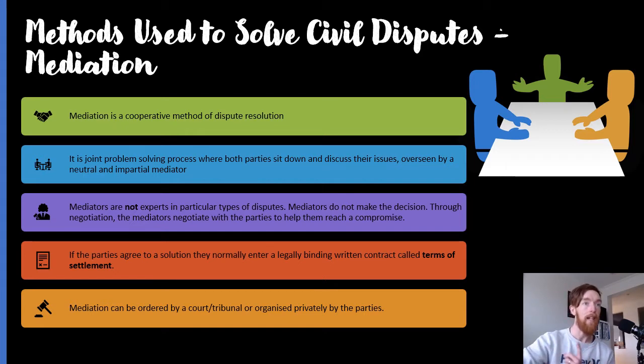So mediators aren't experts in this particular type of dispute, and they do not make the decision. Through negotiation, the mediators help the parties reach a compromise. If the parties agree to a solution, they normally enter into a legally binding contract called terms of settlement, and mediation can be ordered by a court or tribunal or organized privately by the parties. So that's mediation, 2 people coming together with an impartial third party who helps facilitate the conversation to get them to a hopefully beneficial resolution for both parties.